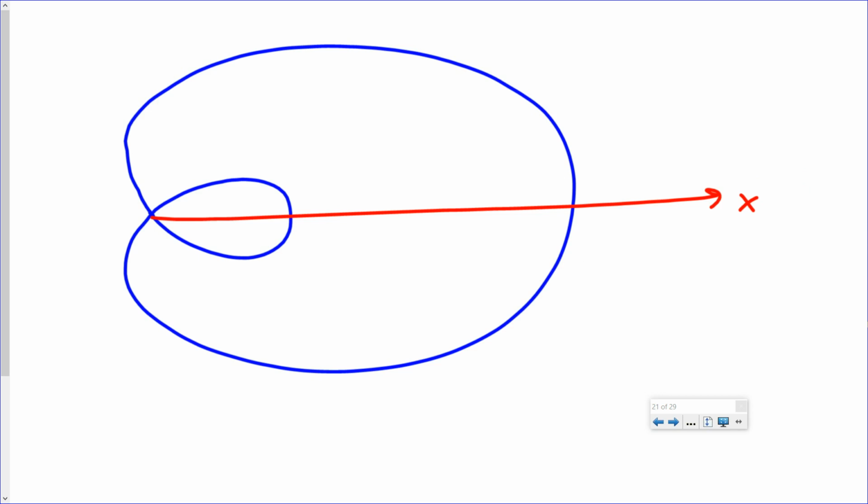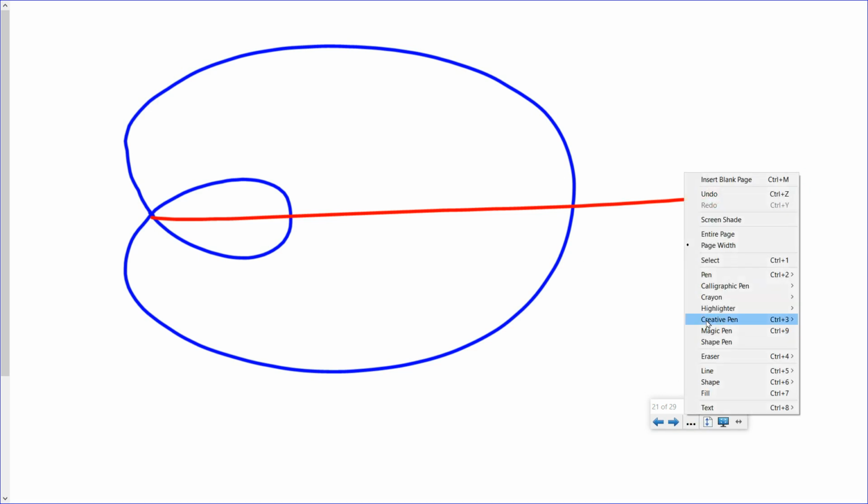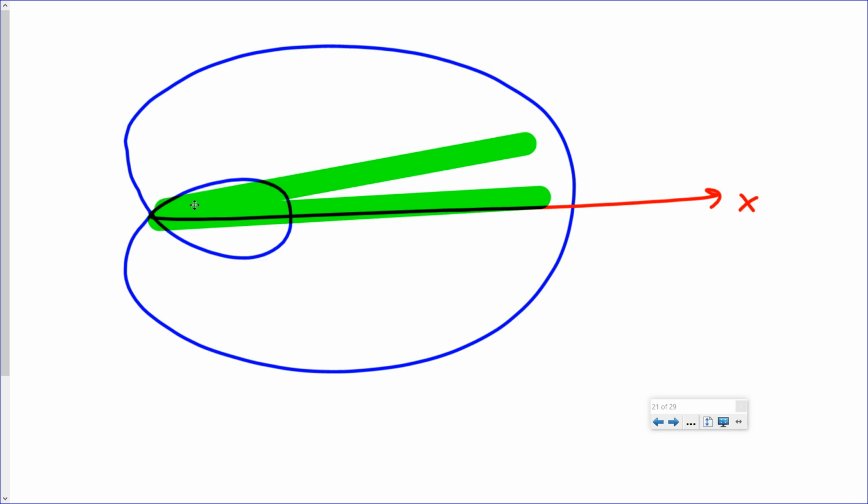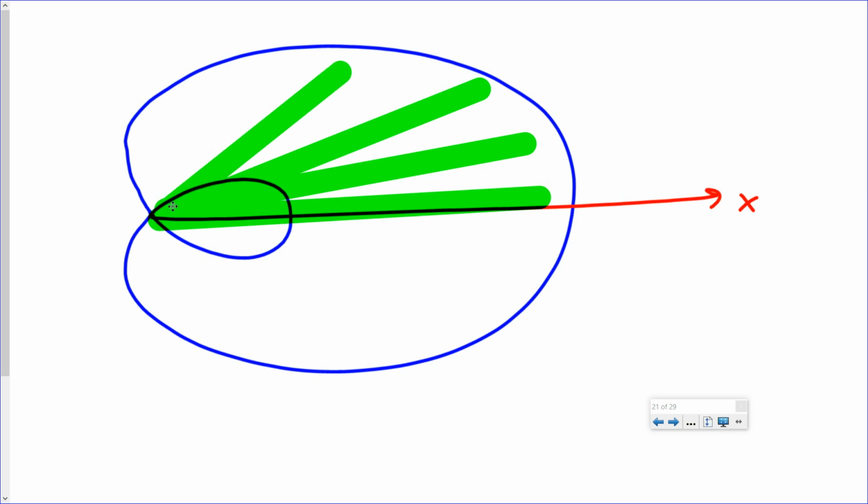When I punch my windshield wiper, let me get a highlighter. Maybe it'll be easier with a highlighter. When I start punching at 0 degrees, here I am, right? And then I punch, and then I punch. Do you see when I originally start punching out here, I've covered the area for my inner loop? So if I go from 0 to 2 pi, I've actually already done half of my limaçon. Even though I haven't drawn my inner loop yet, I've already swept half of the limaçon from 0 to 2 pi.